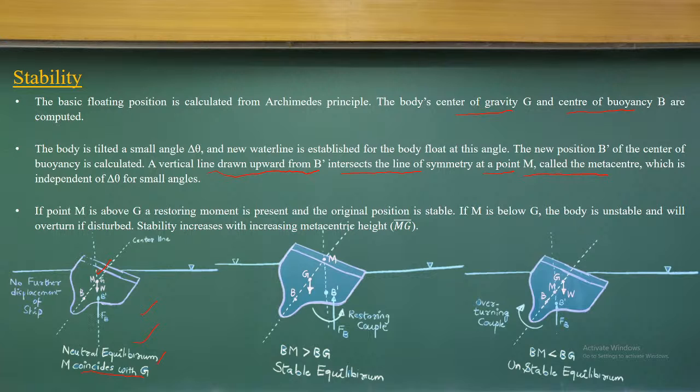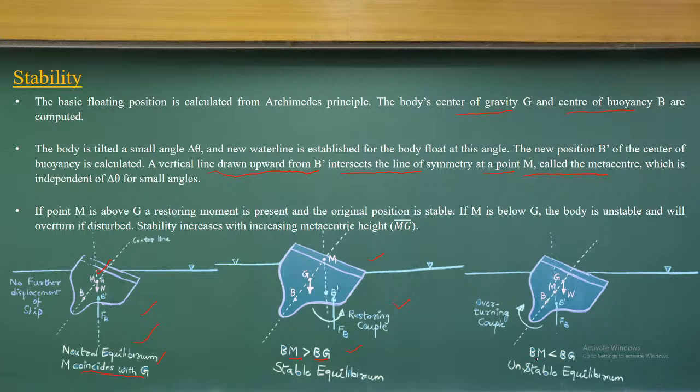But that's not what we usually look at, where M and B are the same and no rotation happens. In the case where BM is greater than BG, just think of a simple pendulum. When you give a disturbance, maybe in a clockwise direction, a restoring moment should happen in the anticlockwise direction, so it can return to the same position. So when BM is greater than BG, it will have a restoring moment to return the ship to that position.